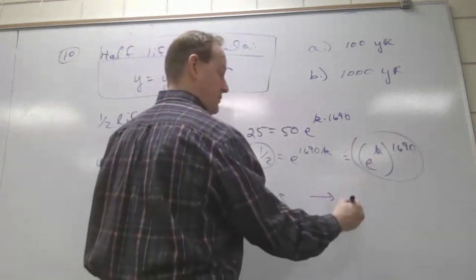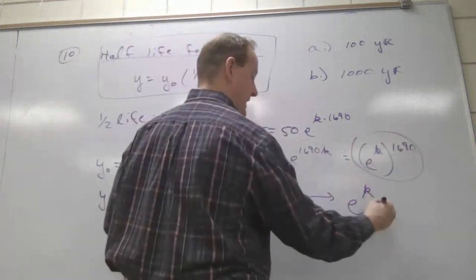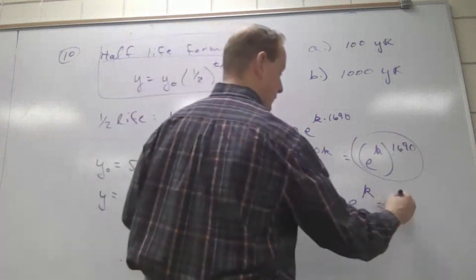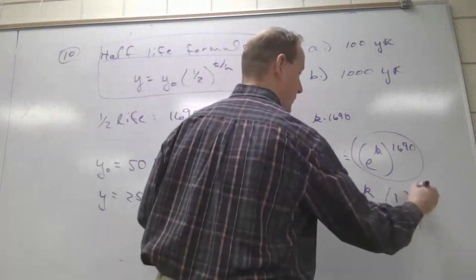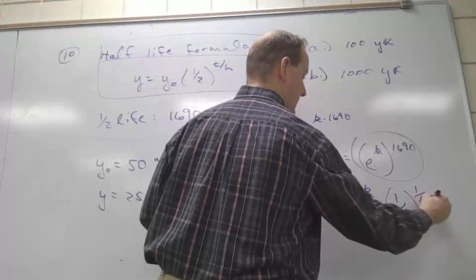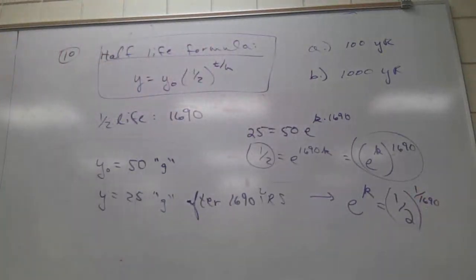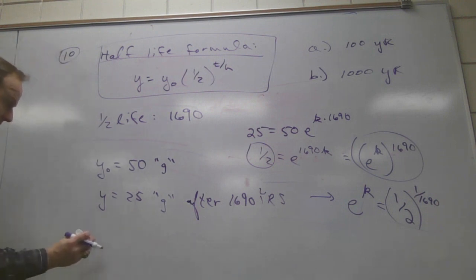And then, kind of doing a shortcut of what we did before, does that mean e to the k is 1/2 to the 1 over 1690 power, if I take the 1690th root of both sides? That's e to the k. Anyway, what was your equation then that you said? 25 equals 50 e to the 1,690k.